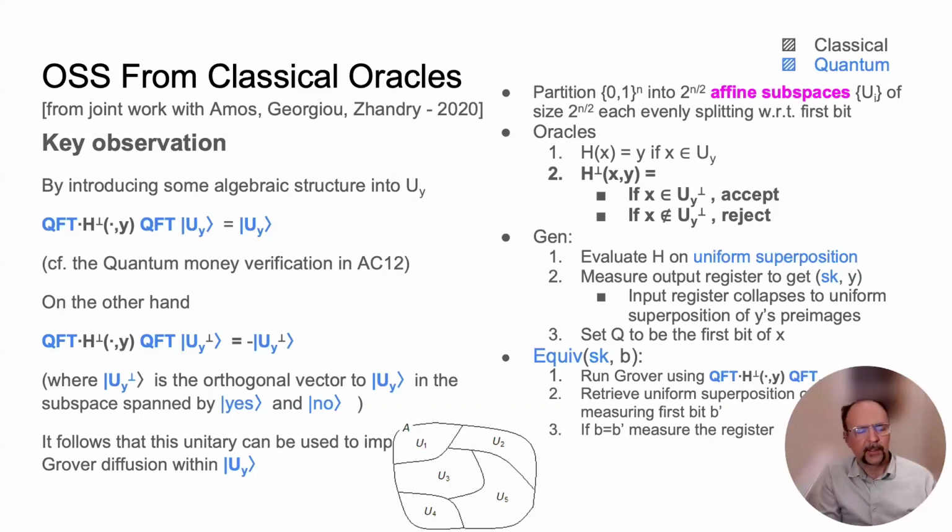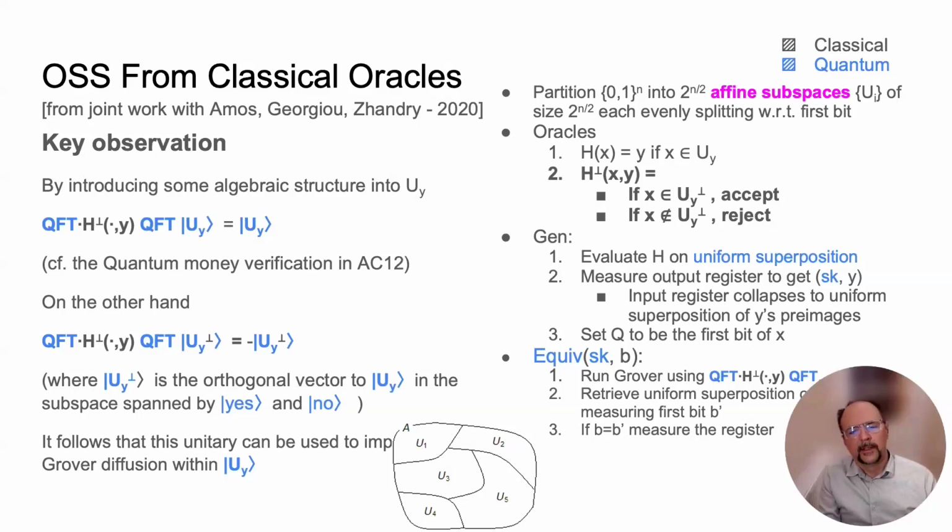Now, another aspect, which is, if you want, the complement of that, is that if we apply exactly the same operation in the subspace orthogonal to this superposition of pre-image sets, then we're going to get a minus sign in front of it. And this is exactly the type of thing that we want, to argue that this unitary operation is exactly what we need in order to implement Grover.